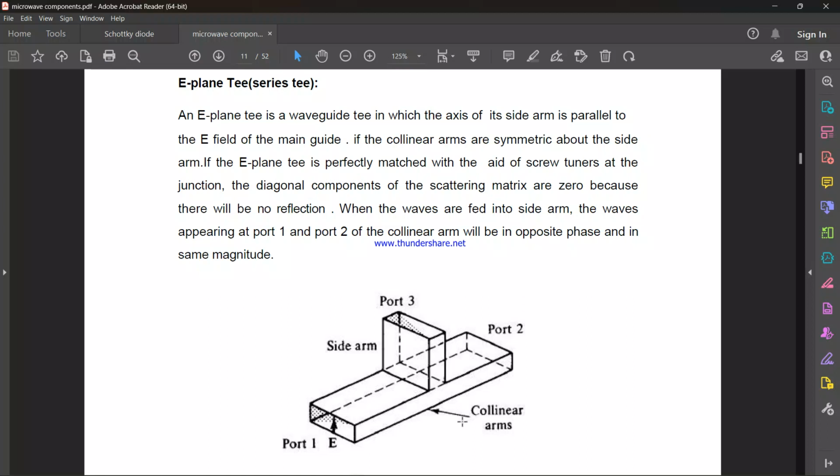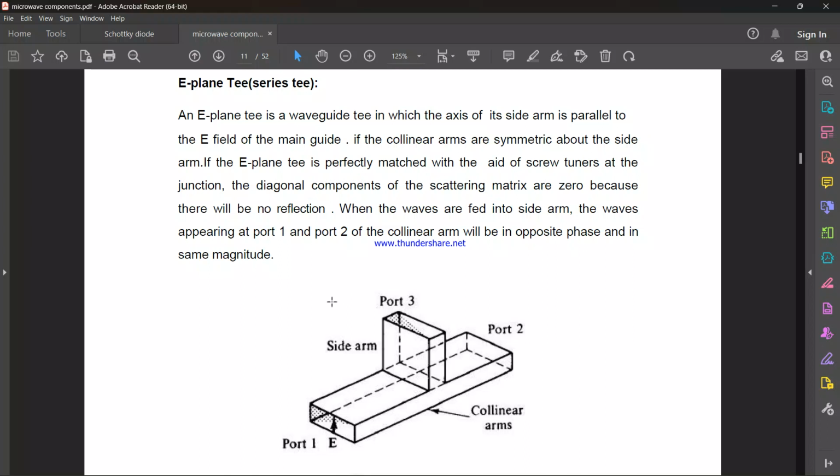Because using the scattering matrix only, we will find what power is delivered at the ports or reflected back at the ports. The diagonal components of the scattering matrix are always 0 as there is no reflection. And over here, when the waves are fed into the side arm, the waves appearing at port 1 and port 2 of the collinear arms will be opposite in phase and the same in magnitude. So this is the E-plane T. This is also called a series T.